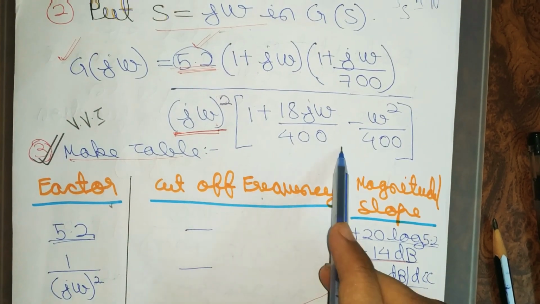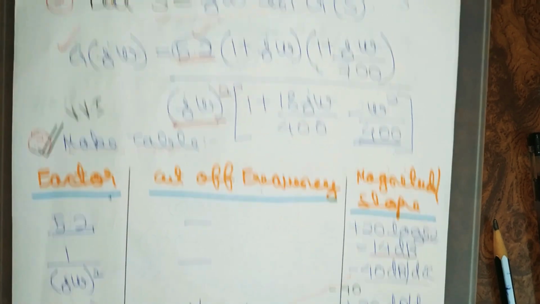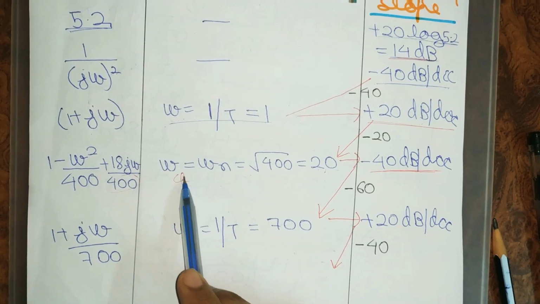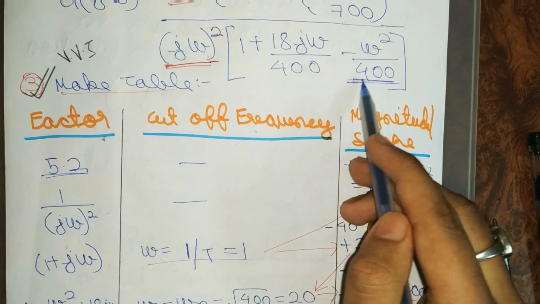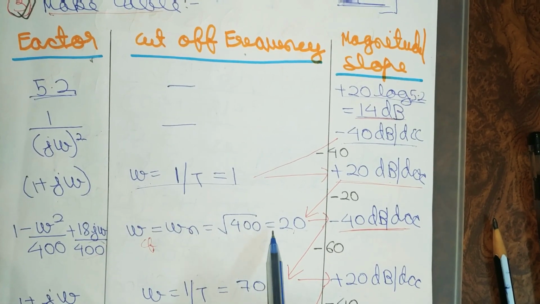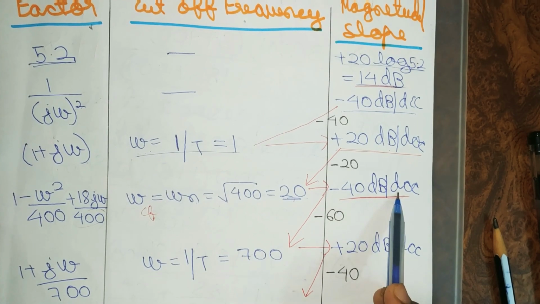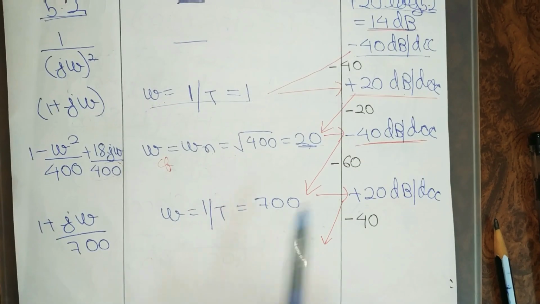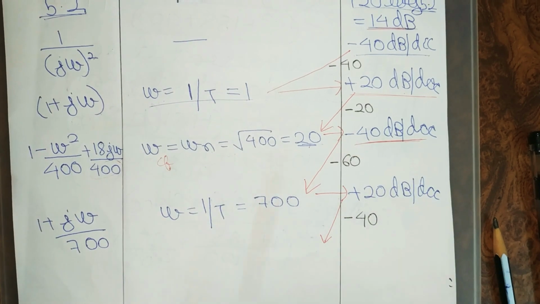Next comes this, because you have to first find the cutoff frequency for the second order system. The formula for finding the cutoff frequency for the second order system is omega cutoff equals omega n equals root under 400. So root of 400 becomes 20, and as it is situated in the pole, here it is minus 40 dB/dec. If it is situated in the zero, then it will become plus 40 dB/dec. But minus 40 dB/dec is due to its location in the pole.